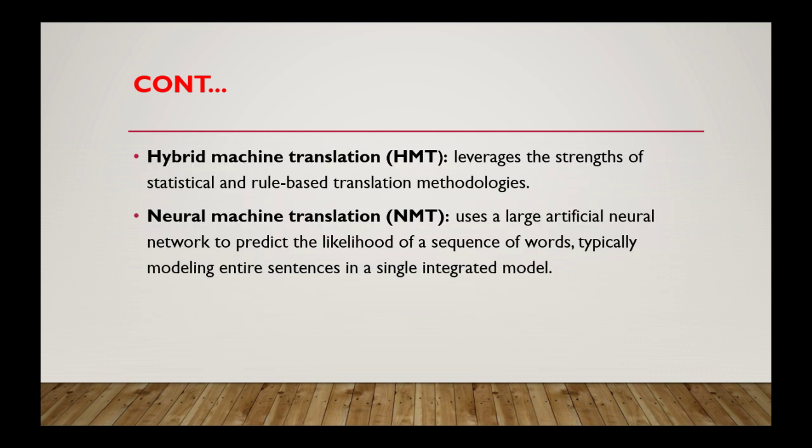Hybrid machine translation leverages the strengths of statistical and rule-based translation methodologies. Neural machine translation uses a large artificial neural network to predict the likelihood of a sequence of words, typically modeling entire sentences in a single integrated model.